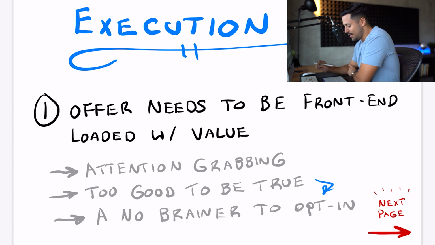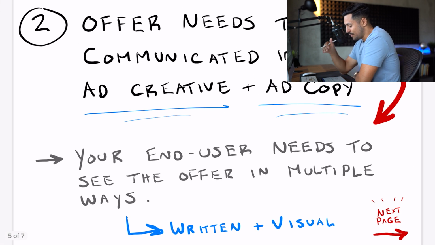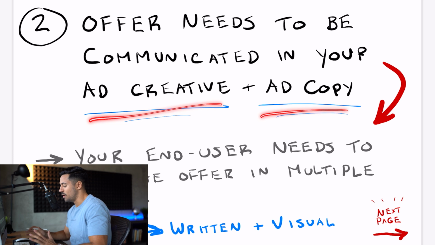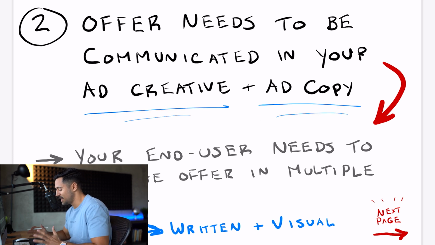Now, number 2 in the execution phase, your offer needs to be communicated in your ad creative and in your ad copy, okay? This is important. It needs to be involved in both of these things, because if you are waiting to showcase your offer until people come onto your website, you are missing out on a huge amount of traffic that is going to be converted in clicking your link just because you're not showcasing your offer, okay?